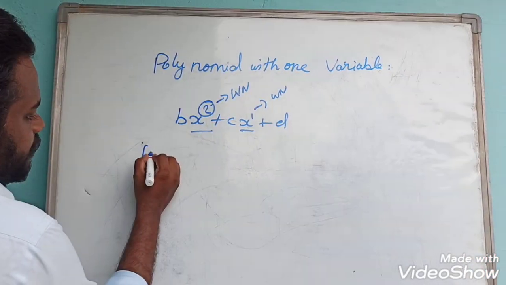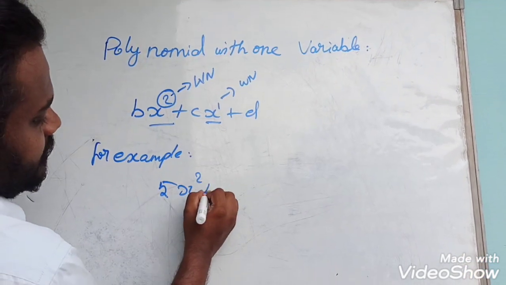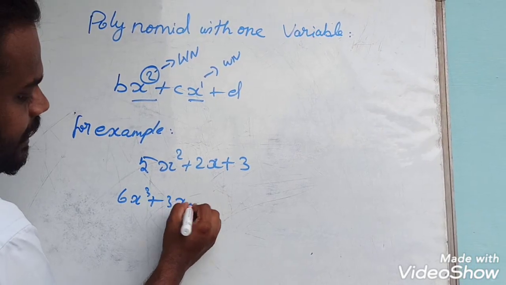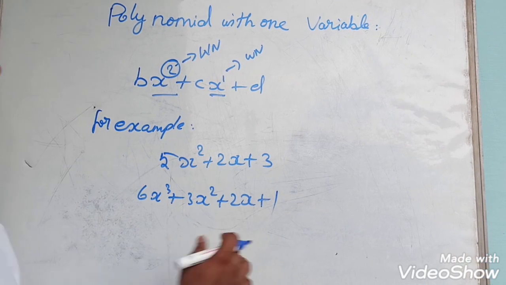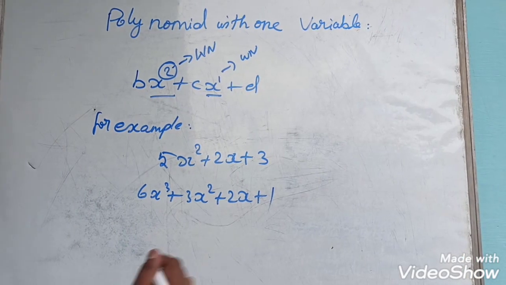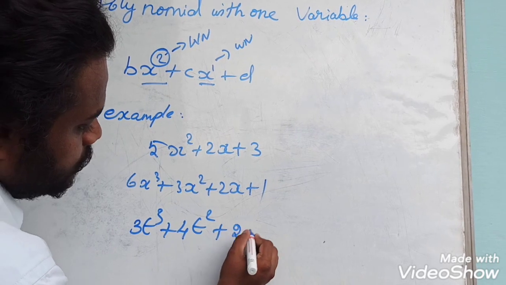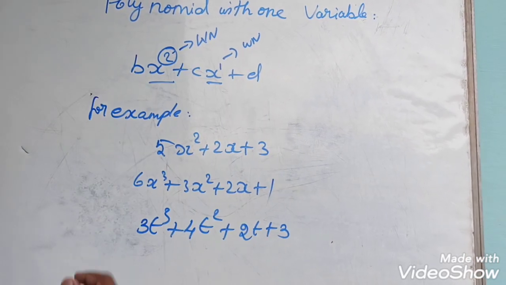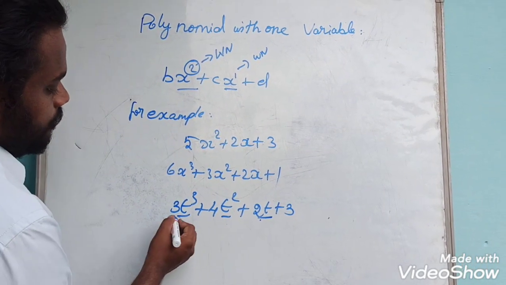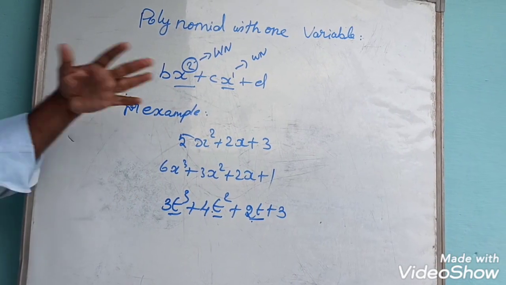So I show some examples. For example, 5x square plus 2x plus 3, 6x cube plus 3x square plus 2x plus 1. Not only x, we can take t or q, for example, 3t cube plus 4t square plus 2t plus 3. This is an expression in the variable t, and all the terms contain the variable t. So these are all examples of polynomials with one variable.